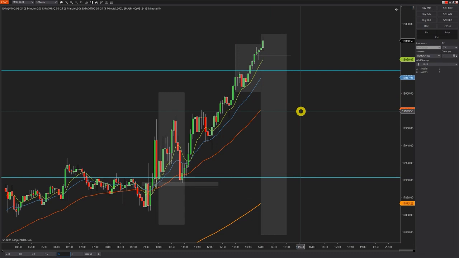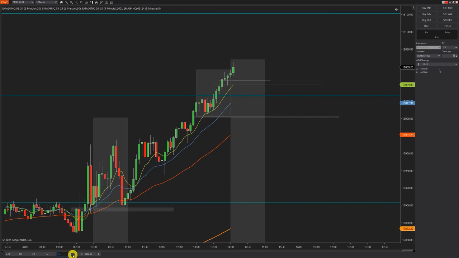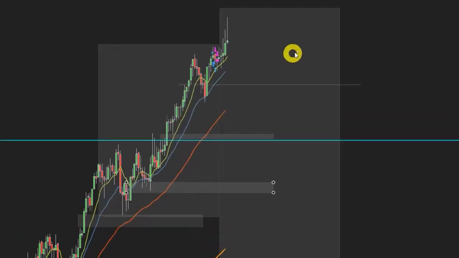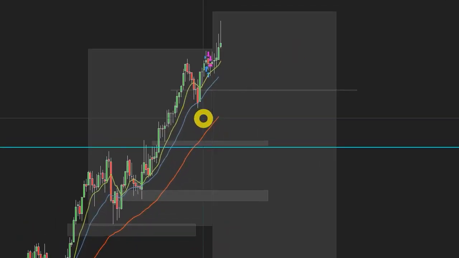We have little tiny draws on liquidity here and different places. Here's another one that it could come down and sweep before going up. So it could come down and sweep before going up. And if it does, then the drawn liquidity would be internal and temporary. It'd be down in this area here.